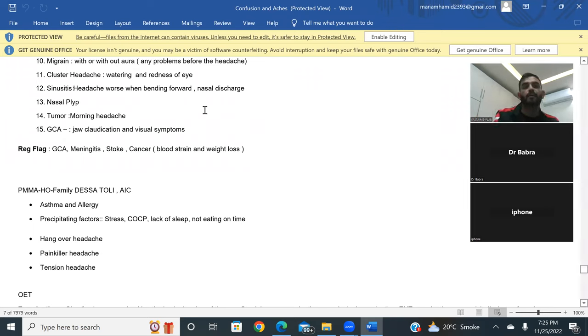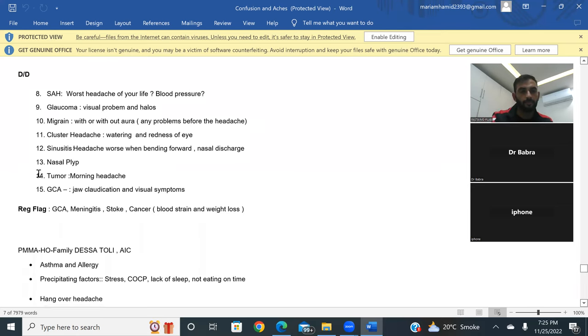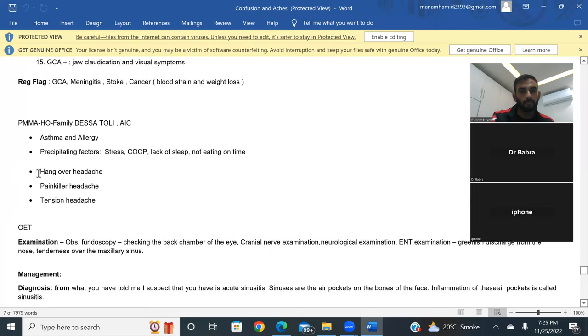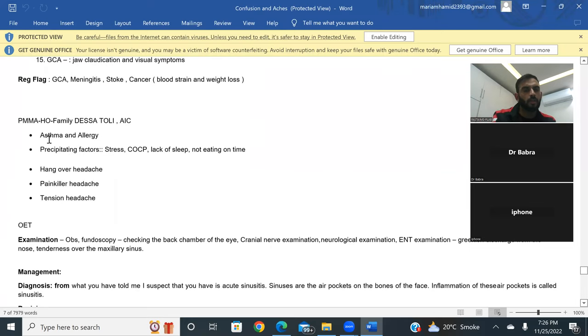So here you will be asking about sinusitis questions: headache, worse on bending, nasal discharge, nasal polyp. You will be asking the question regarding the nasal polyp. Regarding the nasal polyp, you will be asking that. Anything coming out of your nose, like you can ask a very simple question.